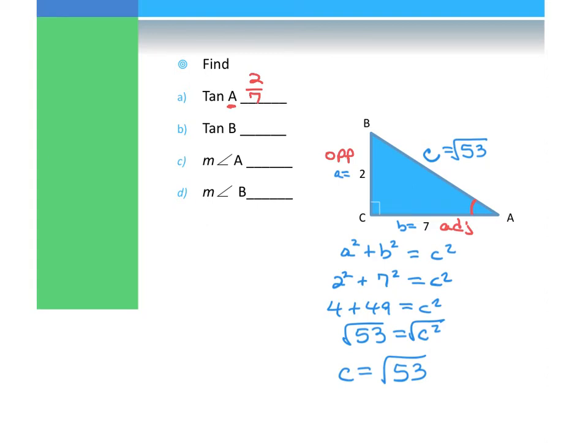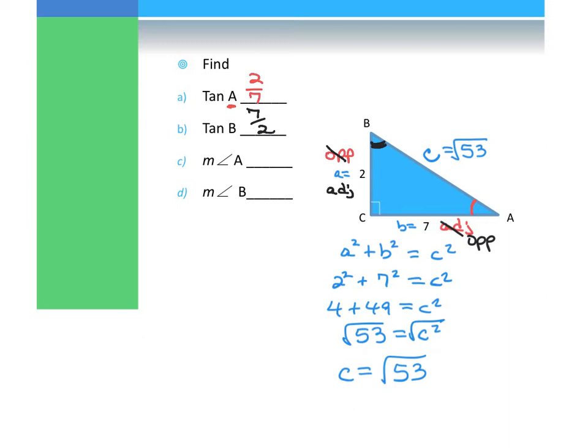Now I'm going to label the sides in relation to angle B. Angle B is up here. So now the 7 becomes opposite to B, and the 2 becomes adjacent to B. So opposite over adjacent is 7/2.